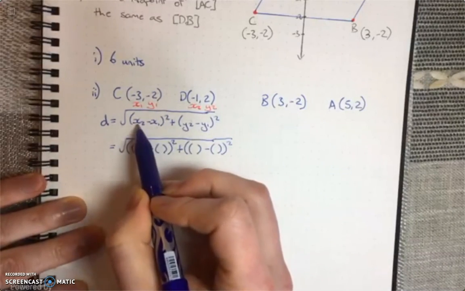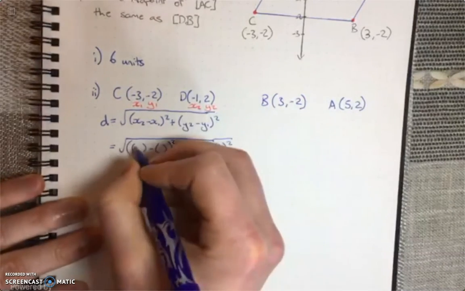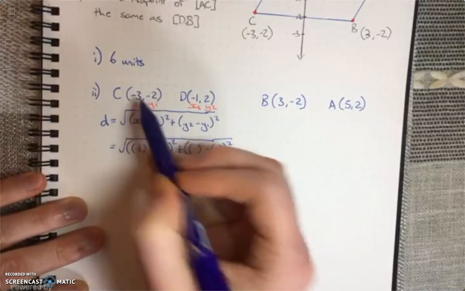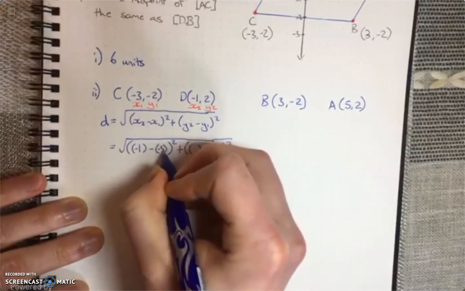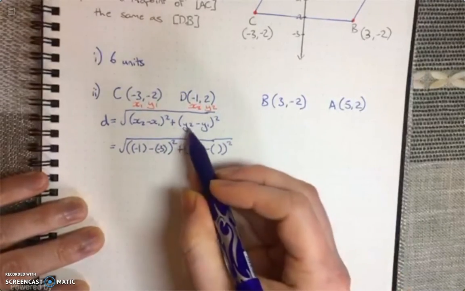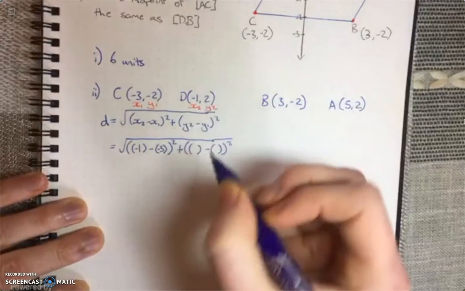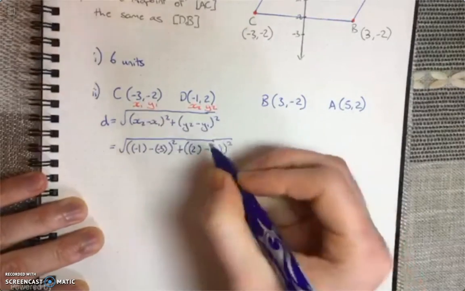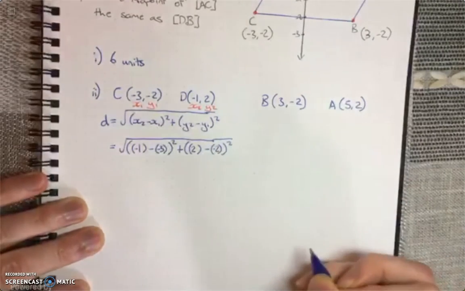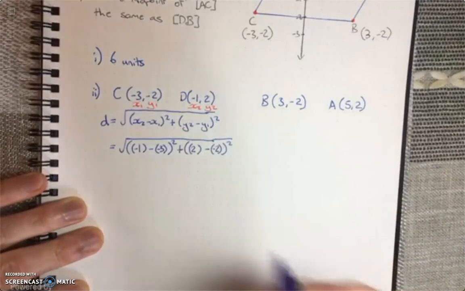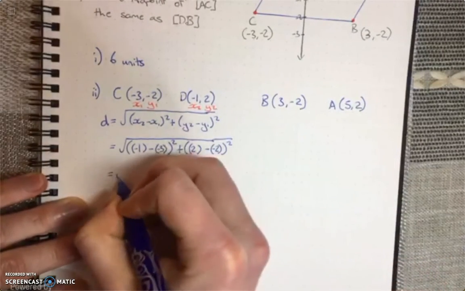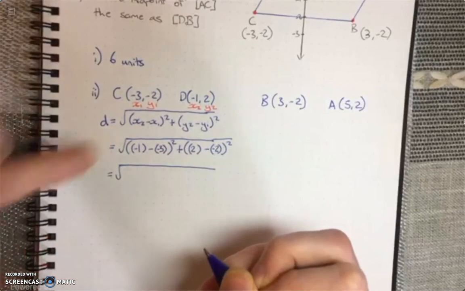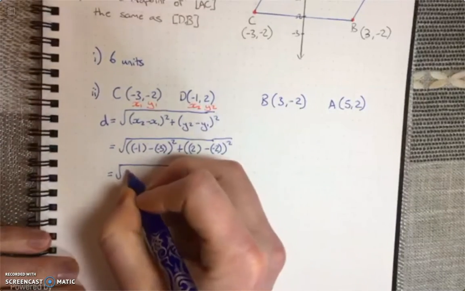So the first one is x2. My x2 is -1. My second one here is x1, which is -3. My y2 then is going to go in here, which is 2. And my y1 goes in here, which is minus 2. Okay? And then we work these out. So again, if you're lucky enough to have a calculator, you can actually put this whole line into your calculator and get your answer. But I'm going to do it slowly.